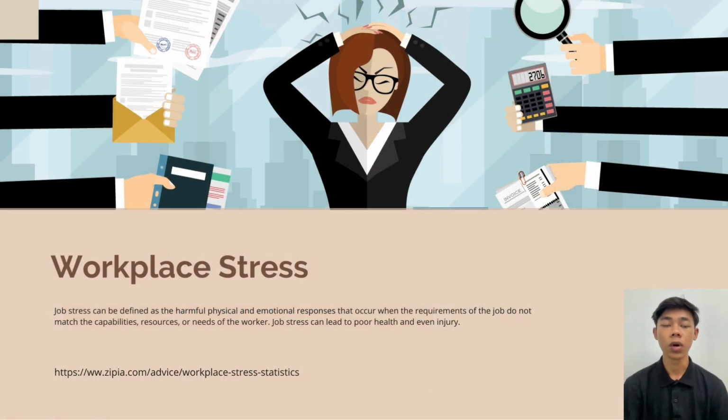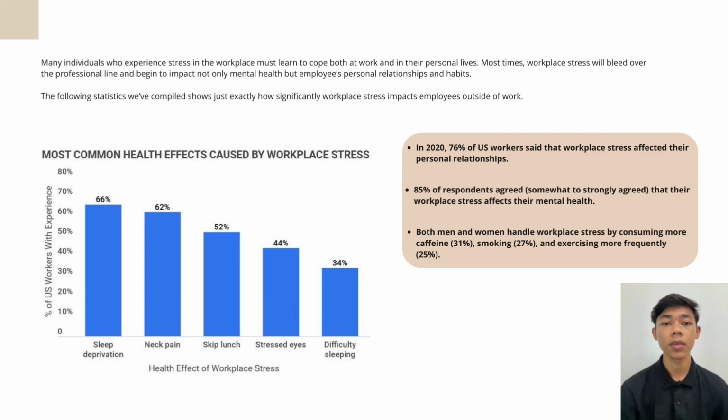Next is workplace stress. Job stress can be defined as the harmful physical and emotional response that occurs when the requirements of the job do not match the capabilities, resources, or needs of the workers. Job stress can lead to poor health and even injury. Okay, next slide we can see the bar chart. The bar chart is about the most common health effects caused by workplace stress.